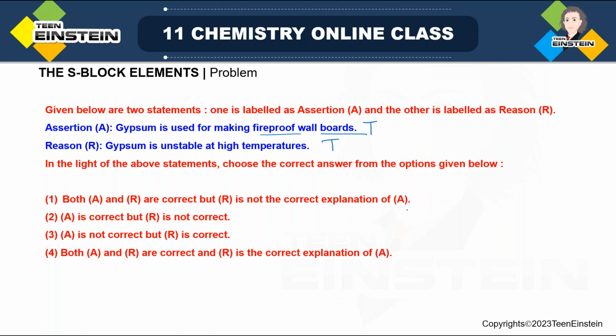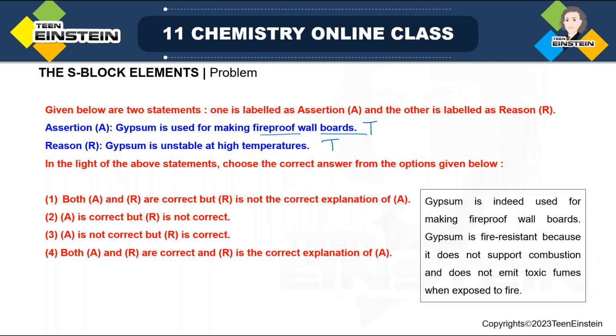But the next question is, both are true, fine, but is it the correct explanation for why we use it for board product, fireproof wall board? Actually, that is not the case. It is indeed used for making fireproof wall boards because it has a fire resistant property. It doesn't support combustion and doesn't emit toxic fumes when exposed to fire. That is why it is very good for this use.